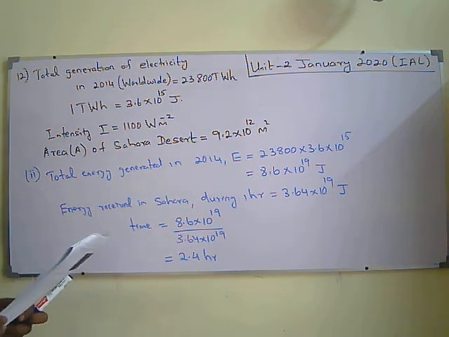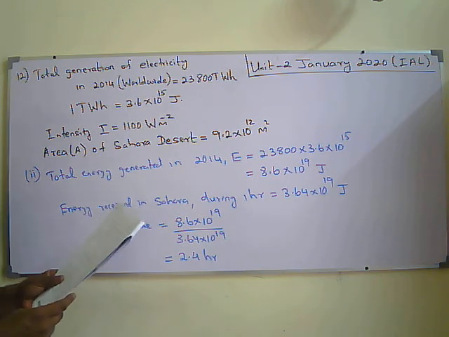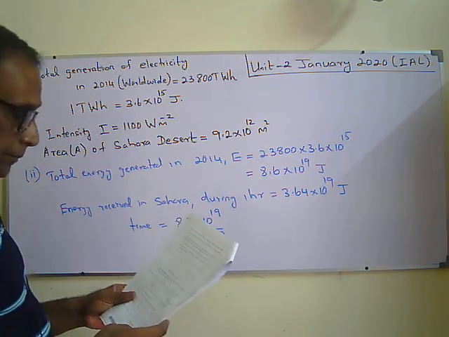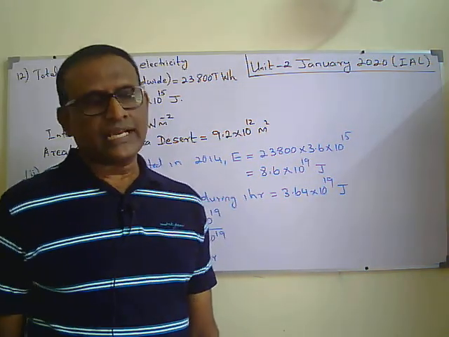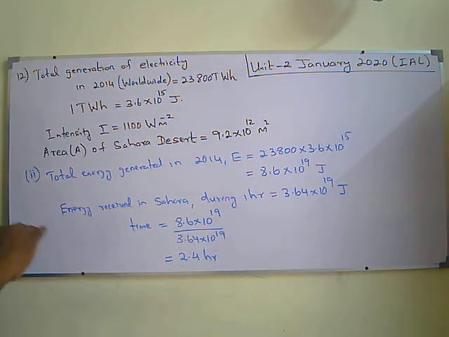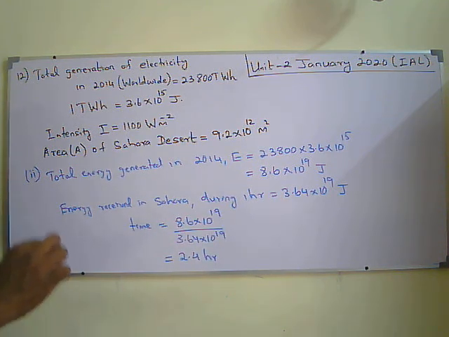Okay, now B part. Sandstorms are common in the Sahara Desert. Explain why sandstorms reduce the power generated by the solar panels. So it's a 2-mark question. So we can simply say when there are sandstorms, they can form dust, is it? So the intensity of the light falling on the solar panels will decrease.